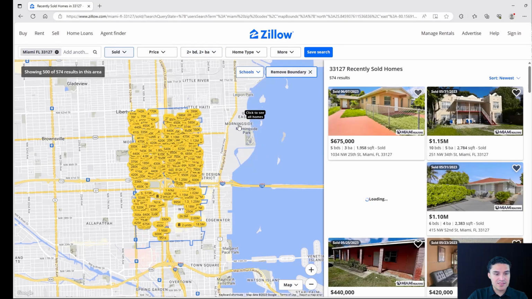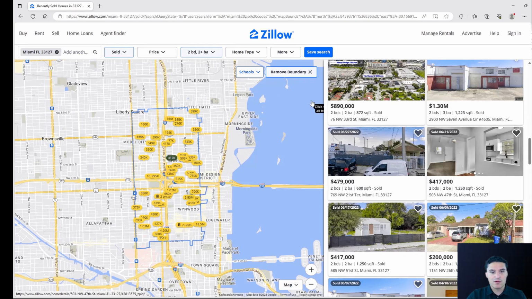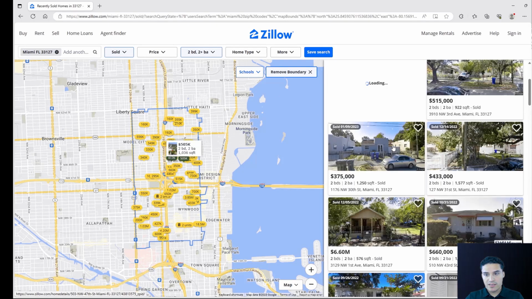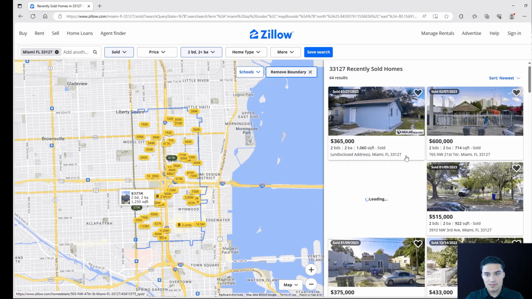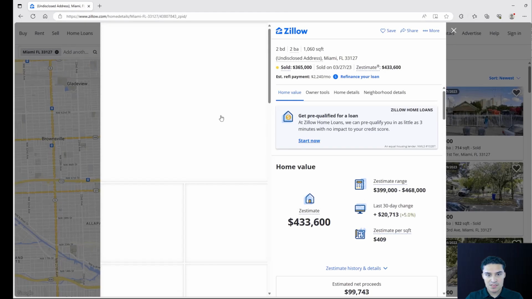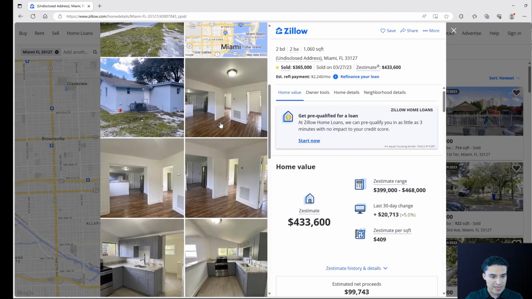So we apply this. Okay, so here in Zillow, we're going to look for a property that just recently sold, okay? So it needs to be something recent. So let's take a look here. This property sold here recently. This property here sold recently as well. So let's take a look at it. Let's see if the property was rehabbed.